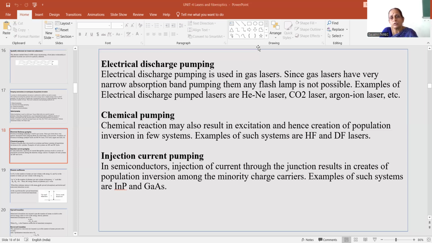I think all of you might have understood the concepts like stimulated absorption, spontaneous emission, stimulated emission, and the differences between spontaneous emission and stimulated emission. We have come across population inversion, the metastable state, the pumping process, and the different techniques used for pumping the atoms to achieve population inversion. Those are all explained in this lecture.